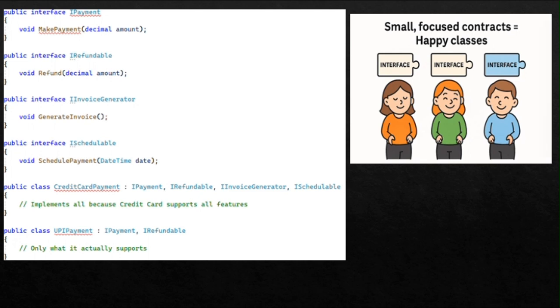So that's the Interface Segregation Principle. It's about keeping interfaces small and meaningful. Remember, split big interfaces into smaller ones. Don't force classes to implement things they don't need.